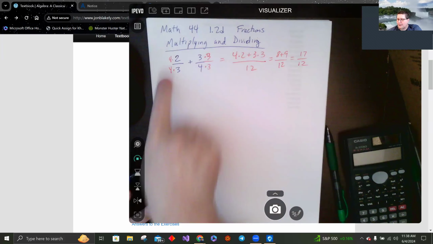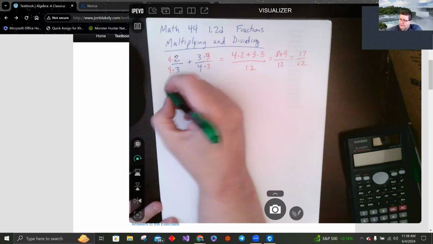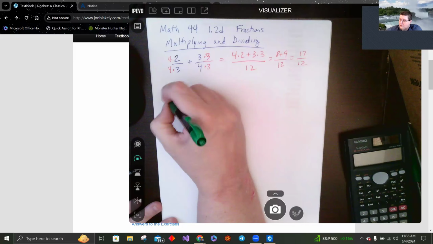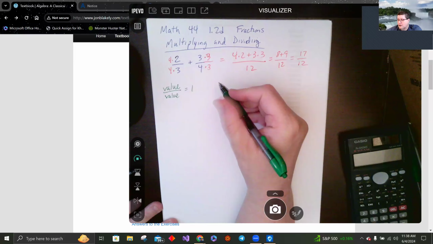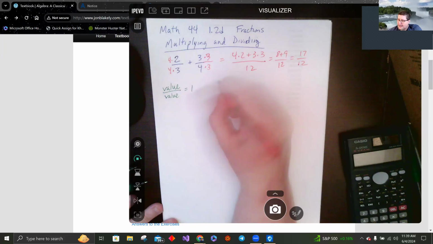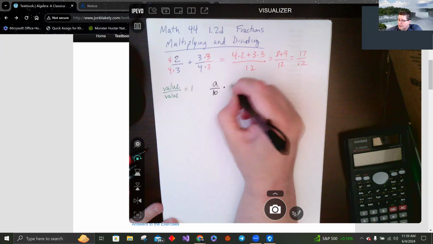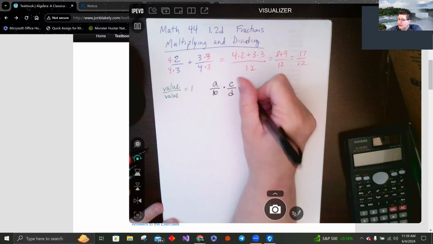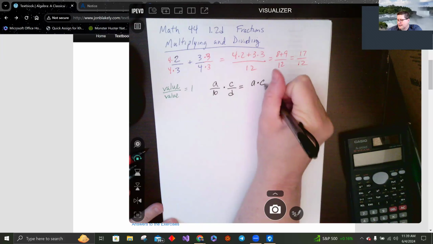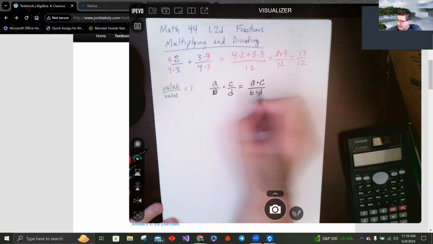I multiplied the top and the bottom, and the reason why I can do that, I didn't explain why, because it goes really into multiplying first. Remember, we said that any number divided by itself equals 1. So what I'm doing when I multiply two fractions, let's say I've got A on top, B on bottom. I'm going to multiply by C on top and D on bottom. This is the same thing as A times C over B times D. My B looks like a 6. I'm going to use a big B.